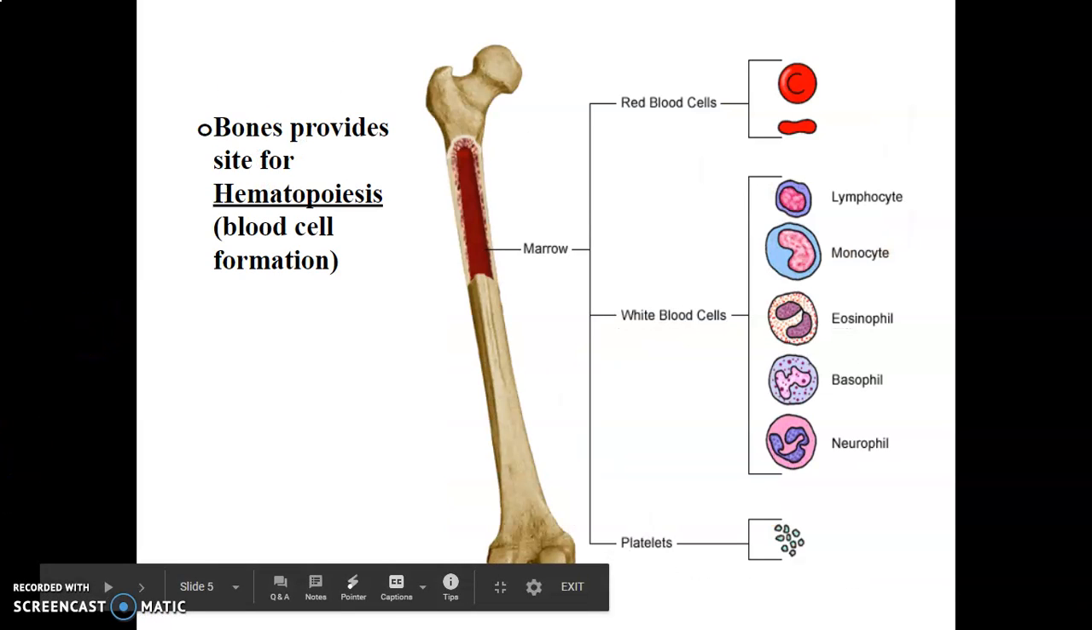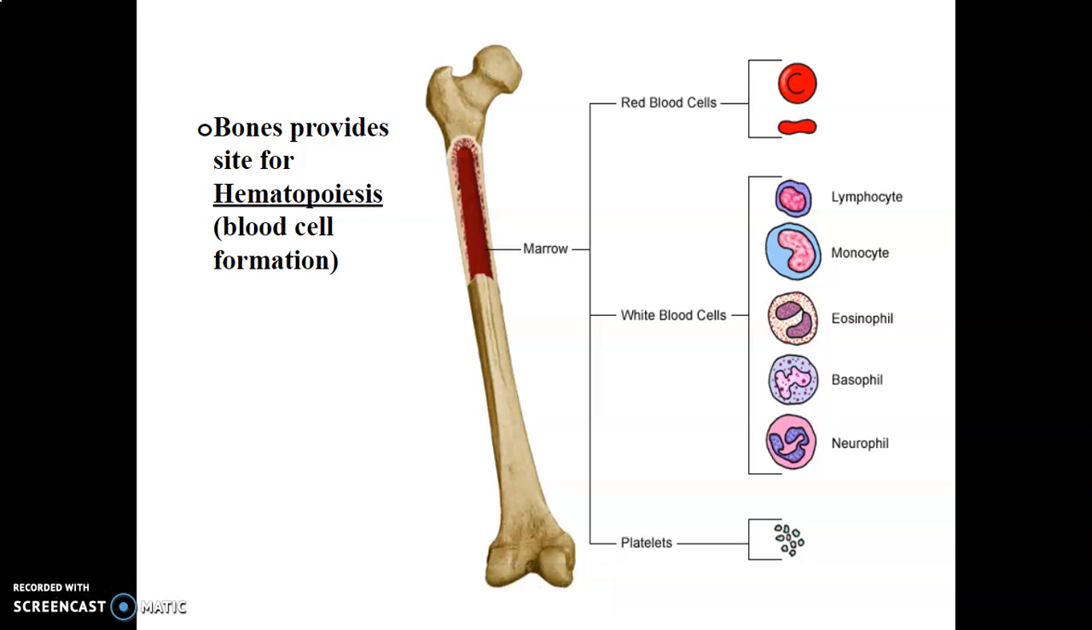And bones provide a site for a process called hematopoiesis. Hematopoiesis, and that is blood cell formation. Your blood is made inside your bones. Not many people realize and understand that. It is made inside the bone marrow, which we'll look at a little closer. That is where your blood comes from. As you can see in this diagram, the three primary formed parts of blood, along with the liquid part of it, all happen in bones, hematopoiesis.